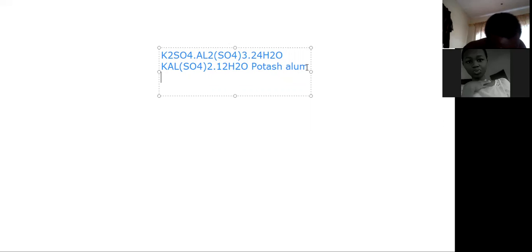Now the iron(II) ammonium alum is a combination of this. This is the iron, and there's the ammonium, (NH4)2 in brackets, then SO4 in brackets. That's the chemical formula of it.